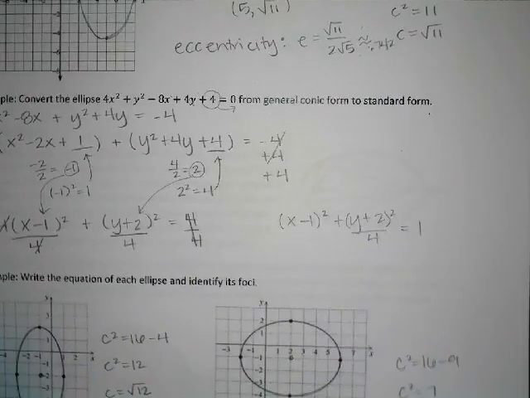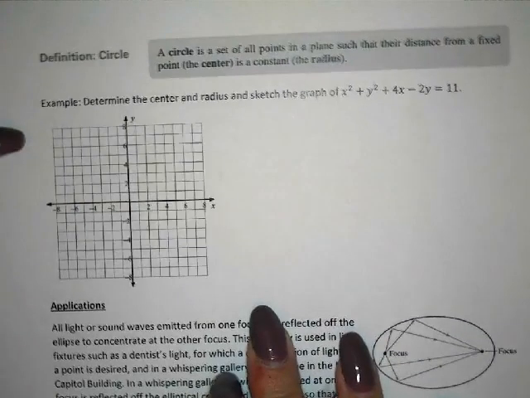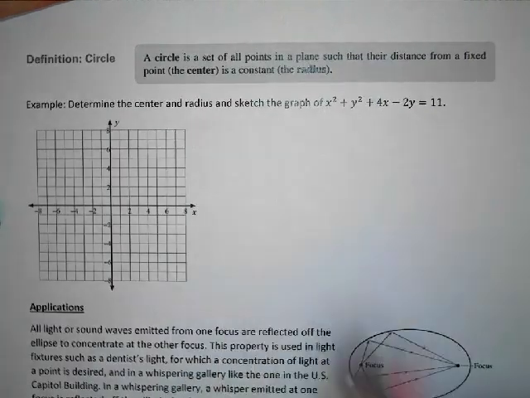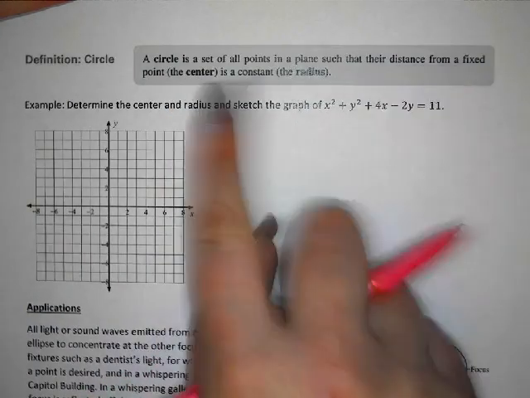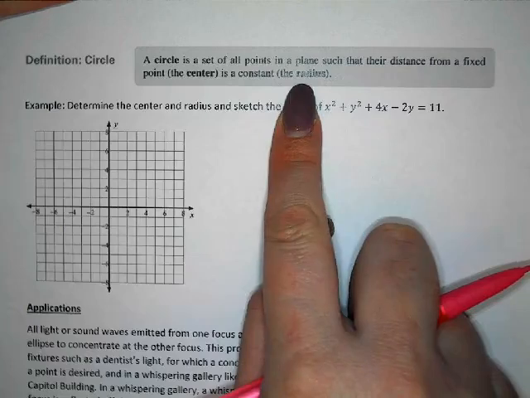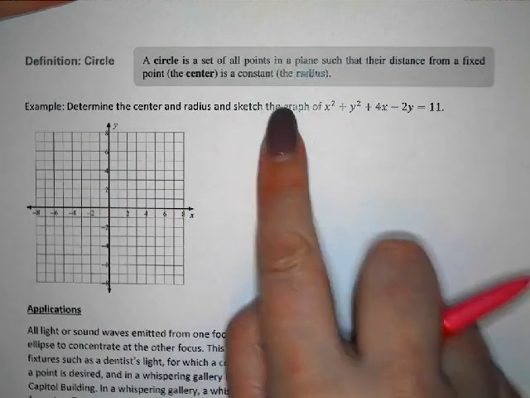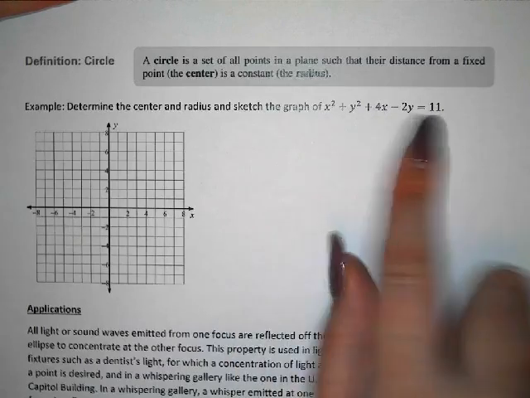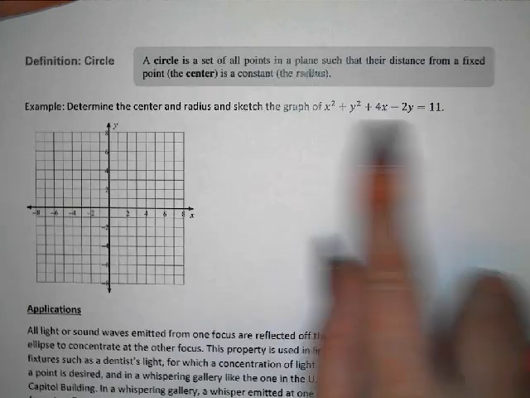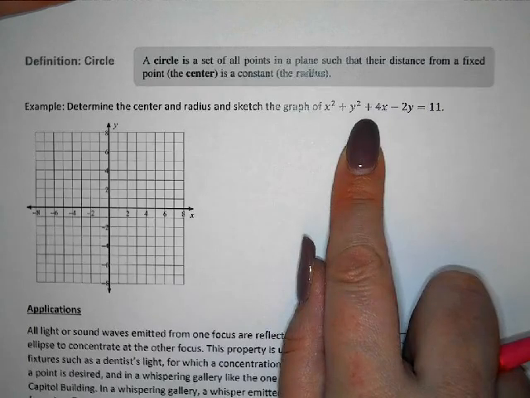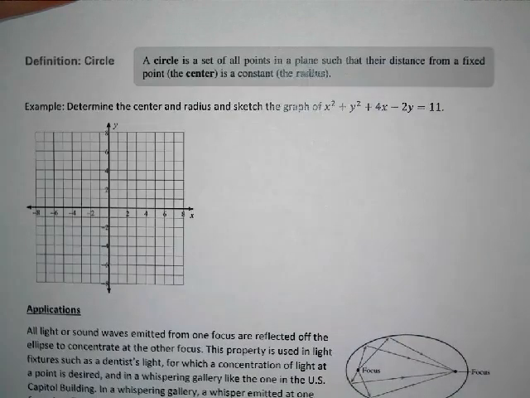Okay, next we have a circle. So here a circle is a set of all points in a plane such that their distance from a fixed point, the center, is a constant, which is the radius. So determine the center and radius and sketch the graph of this. This is a circle in that general conic form, and so we're going to write it in the standard form of a circle, which is pretty familiar to us, but we're going to do it again just in case we are rusty. So the first thing I'm going to do is get my x's together and get my y's together.